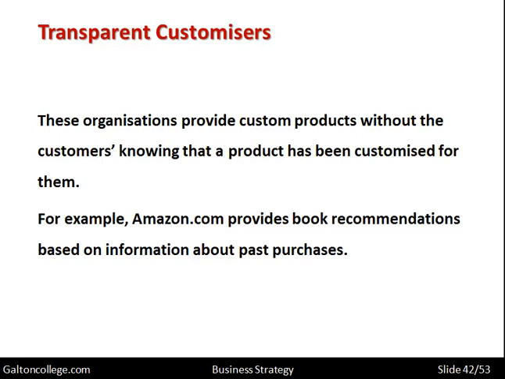The example often quoted is Amazon. They provide book recommendations based on information about past purchases. In fact, many online sellers do this. If we enter many sites and we look at a particular product, if we look down somewhere, they may say other people who looked at this product also bought the following items. So it's trying to work out what it is that we want and making it available to us without us actually requesting it.